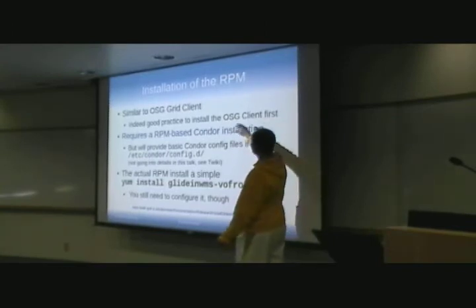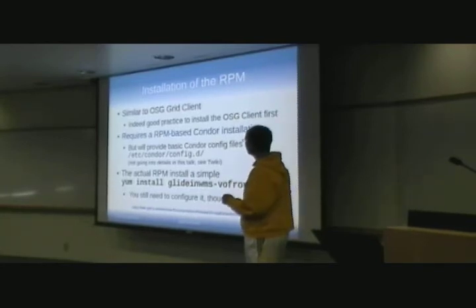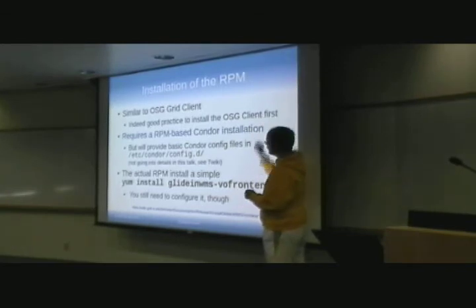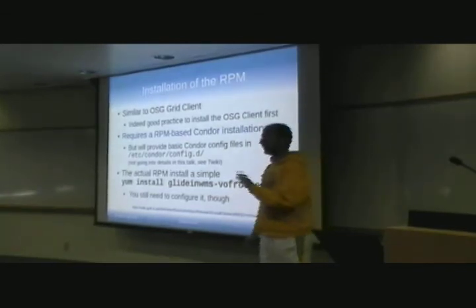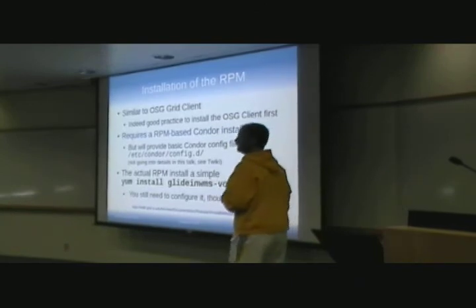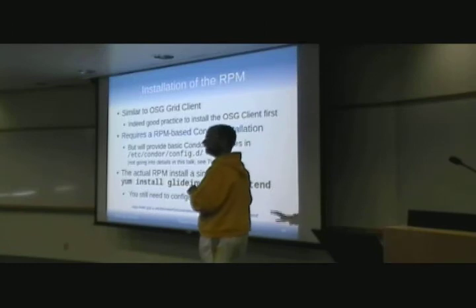And indeed, I would assume you install the OSG client first because it tightly connects to it, and it actually gets quite a few pieces from it. It will require an RPM-based Condor installation. It must come from the OSG repository. There's no way to install it any other way. It will not work with any other way. You have to install it that way. If you have your Condor installed any other way, forget about it. It will not work.